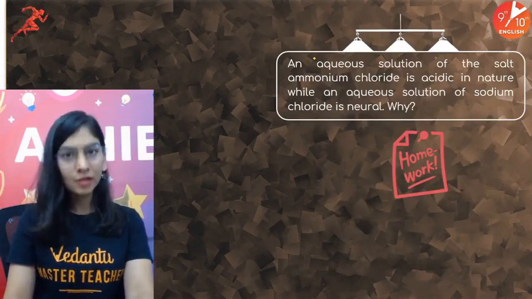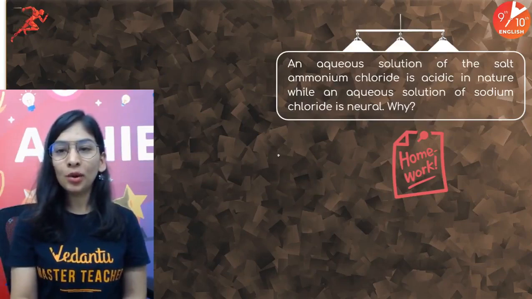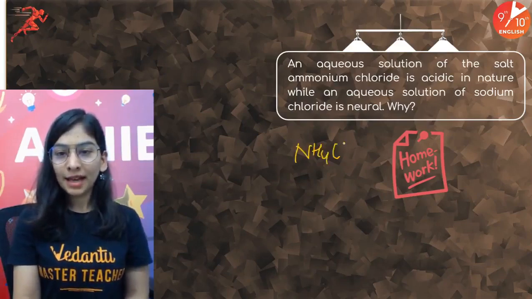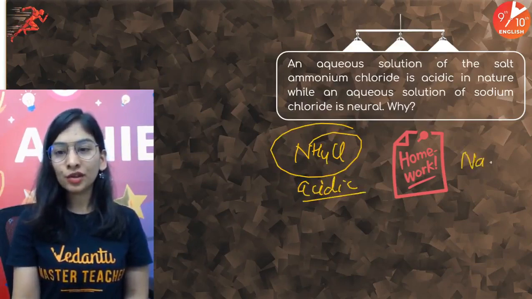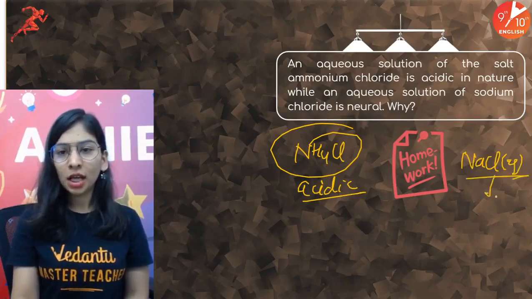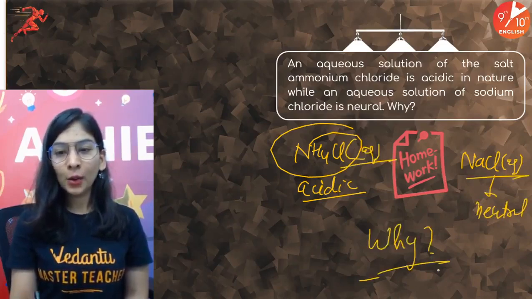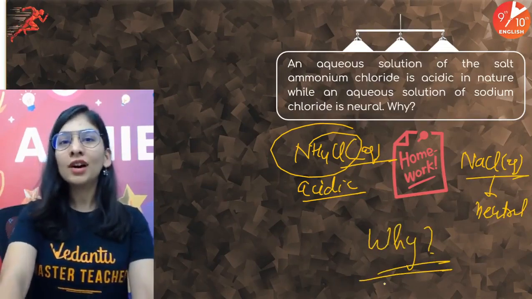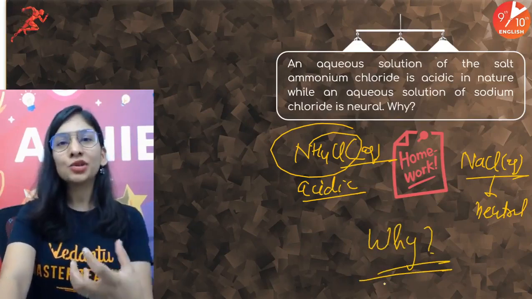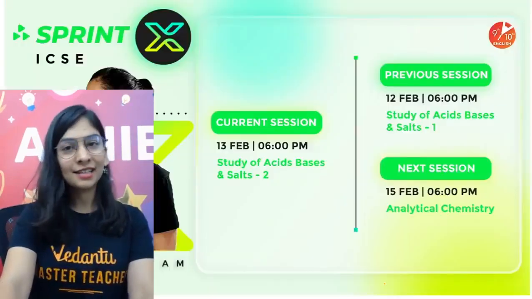There's a homework question because that's important. And the question is: an aqueous solution of the salt ammonium chloride is acidic in nature, while an aqueous solution of sodium chloride is neutral. Easy peasy question. Explain. Why is this happening? I'll wait for your answer. Yeah, students, because homework is a must so that I'll get to know how much you are participating with our efforts and that it's going in the right direction.